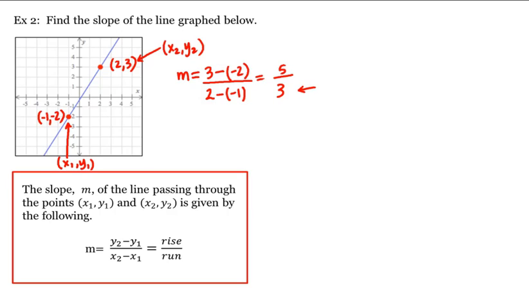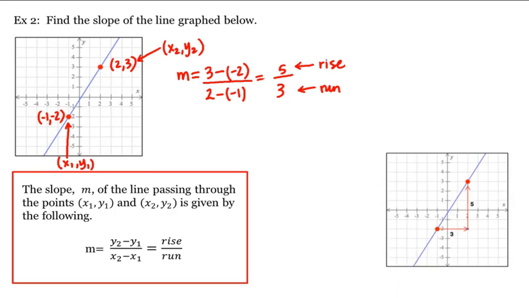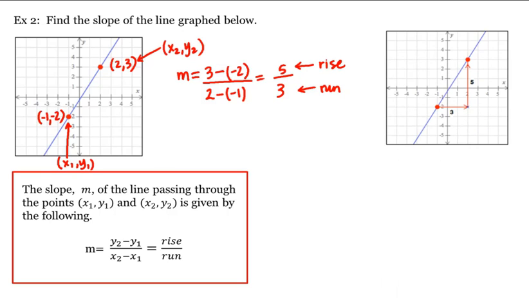So we can think of our run as being +3 and our rise as being 5. Which means starting at our first point, we go to the right 3 units, and then up 5 units to get to our second point.